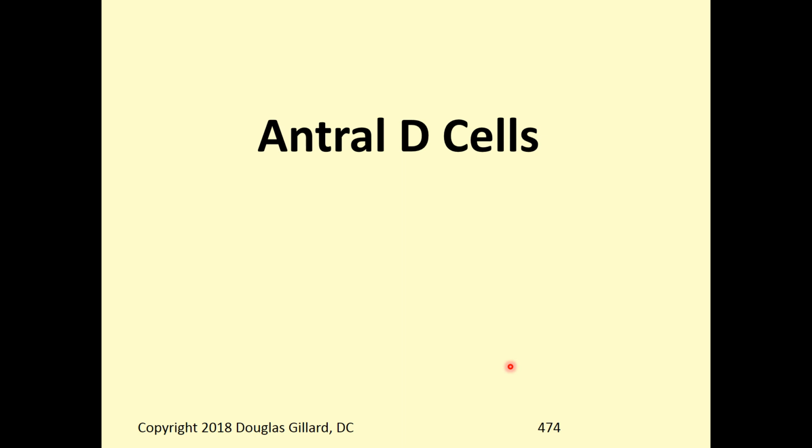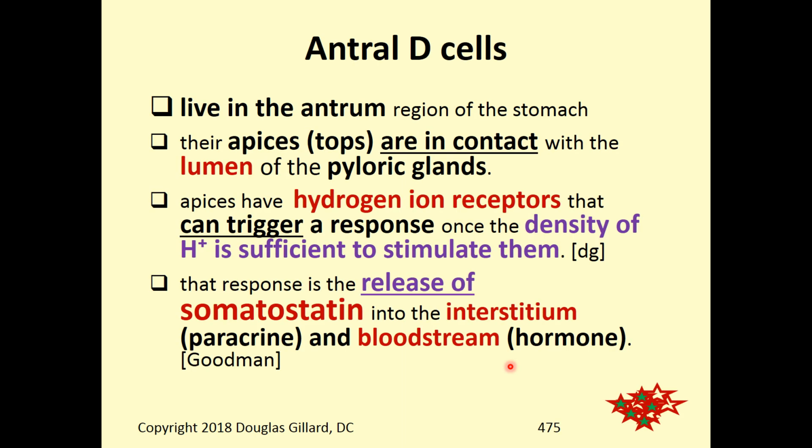Specifically, let's talk about the antral D cells first. These are involved in that negative feedback inhibition, unlike the fundic region D cells. They live in the antrum, the pyloric antrum of the stomach. Their tops, or the apices, are in contact with the lumen. They have little receptors that are tasting the luminal fluid to see how much hydrogen ion is floating around there.